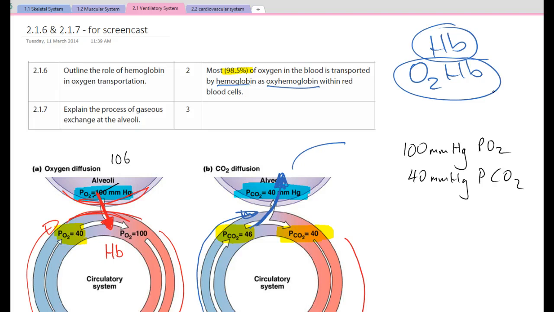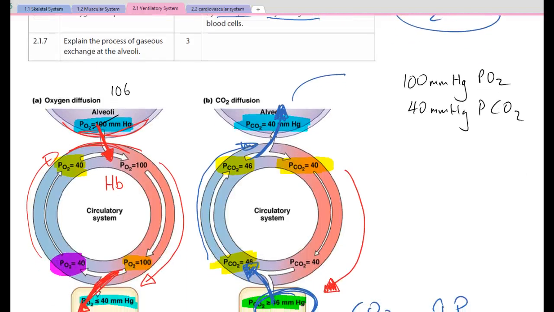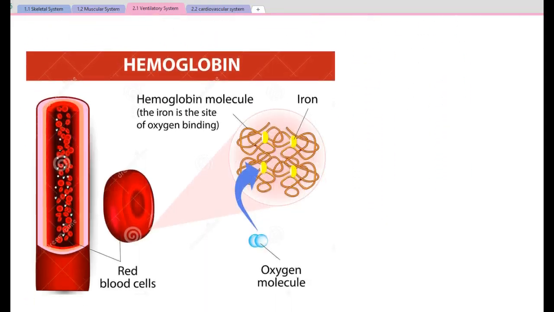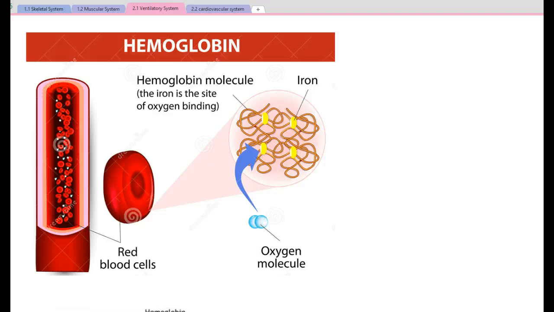The other 1.5% is diffused into and transported within the plasma, but it's a pretty inefficient way of doing it. So this is our hemoglobin. So we have our red blood cell, then we have our hemoglobin. As part of that, we have a helix, and we have within that helix, which has 4 parts to it, 1, 2, 3, 4 iron sites, which our oxygen, O2 here, attach to the iron parts.